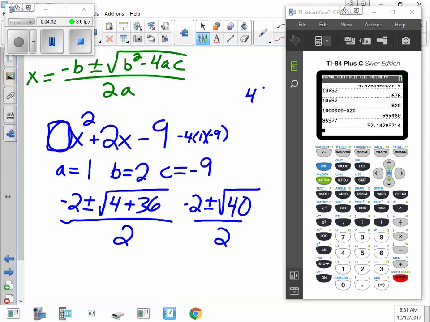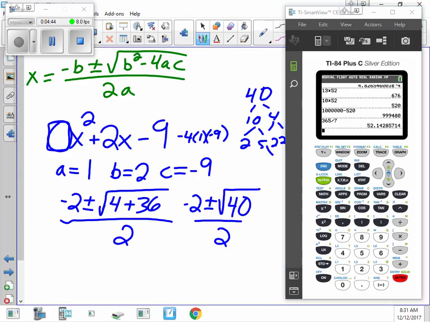Then I take 40 and I factor it. 10 and 4, 2 and 5, 2 and 2. Can I pull anything out? A 2. I bring out a 2, and I get negative 2 plus or minus 2 times the square root of the leftover stuff, which is 10 over 2.